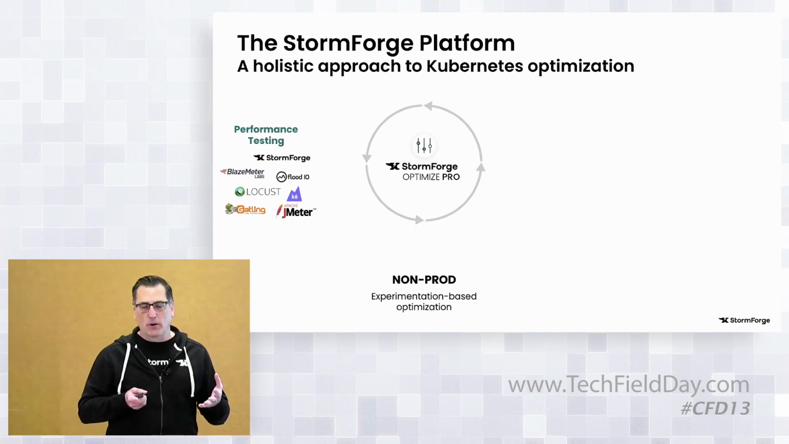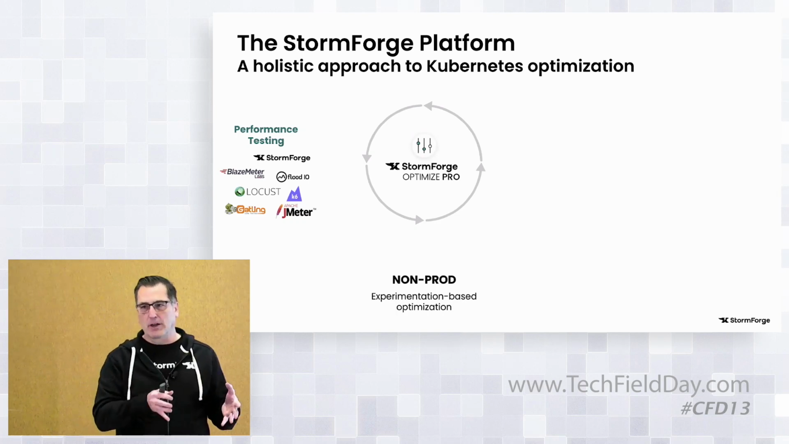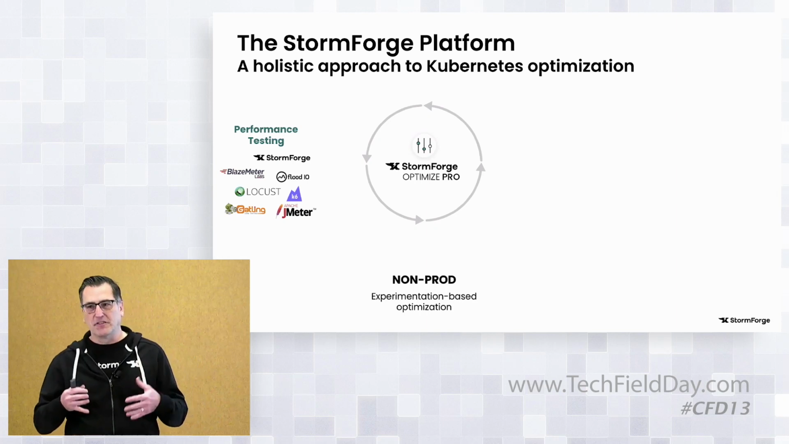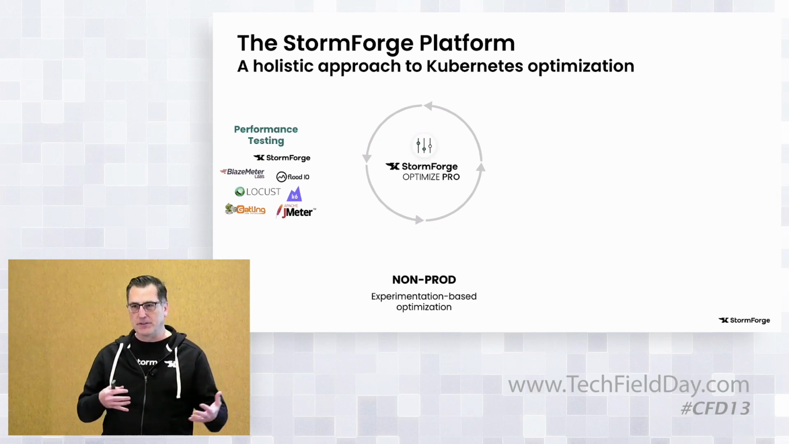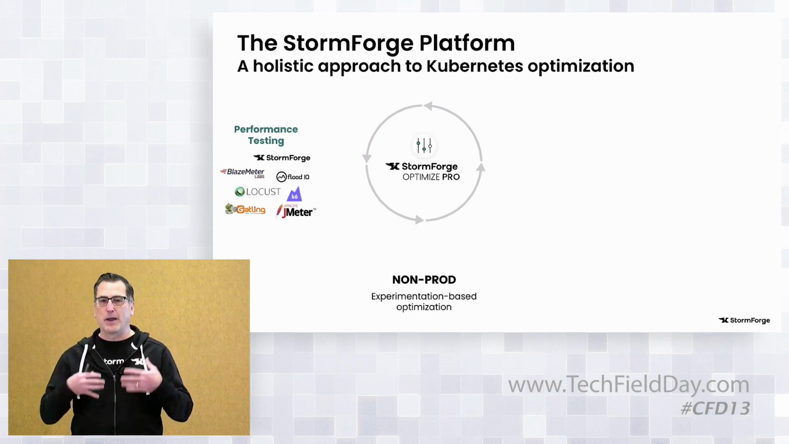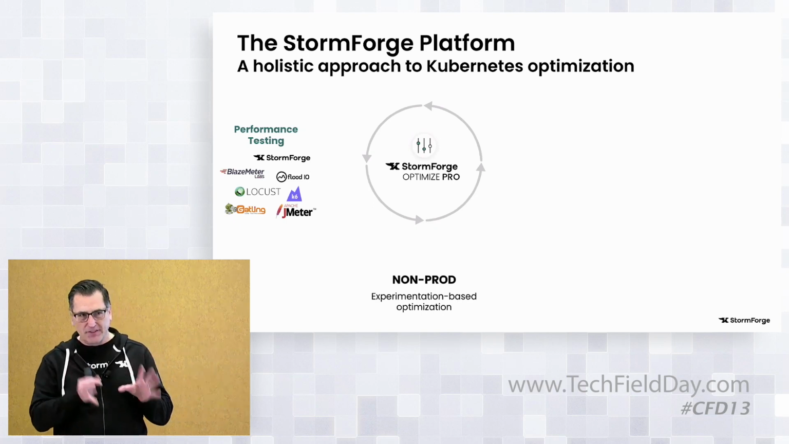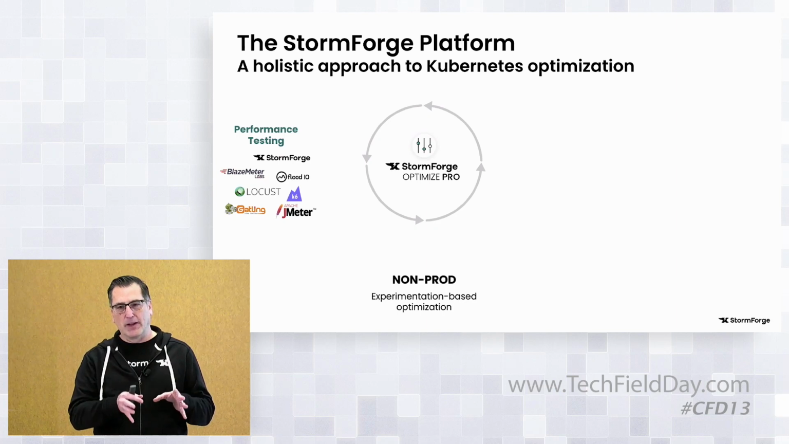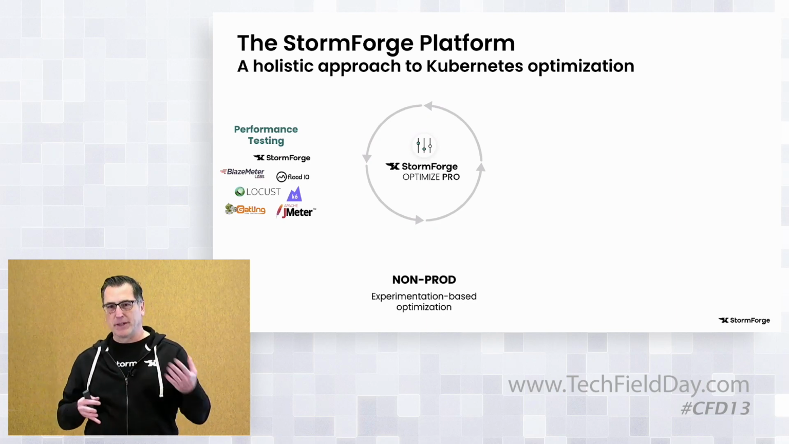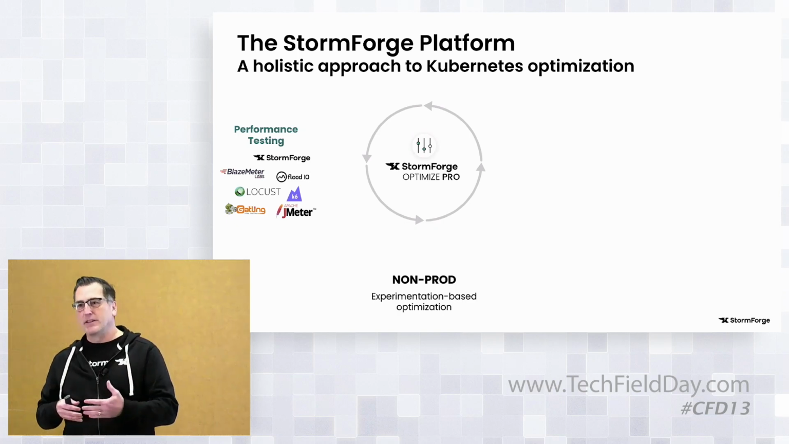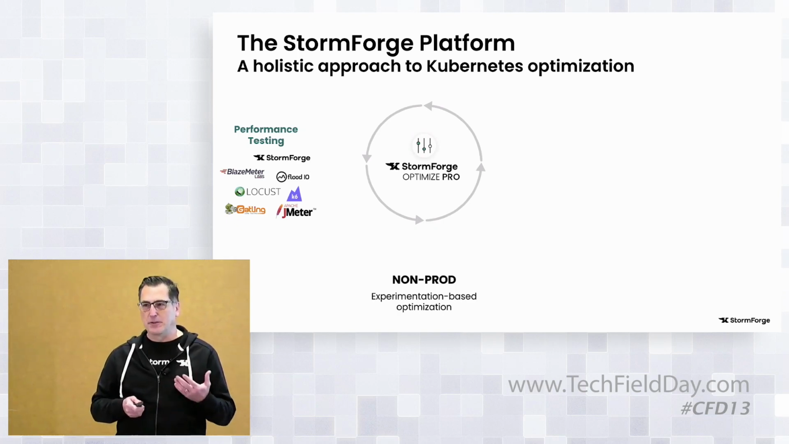The way Optimize Pro works in brief is it works in a non-production environment, and it works by a process of experimentation. So it runs different scenarios, machine learning comes back and tells you what the best way is to configure your application. It's a great way to learn, but it's only one way to learn, right? Experimentation is great. Another way to learn is by watching what actually happens in production.